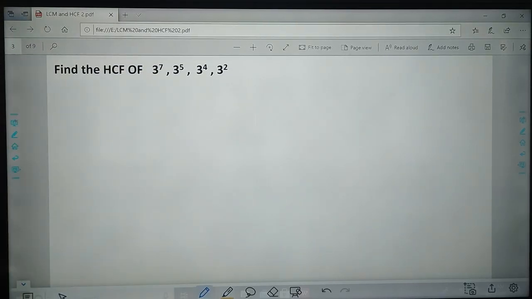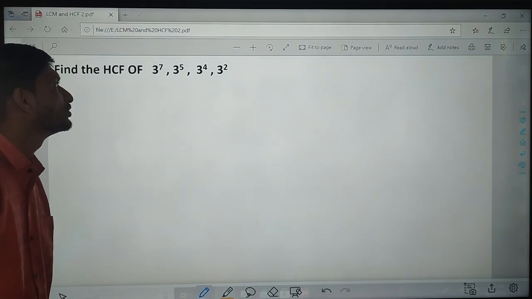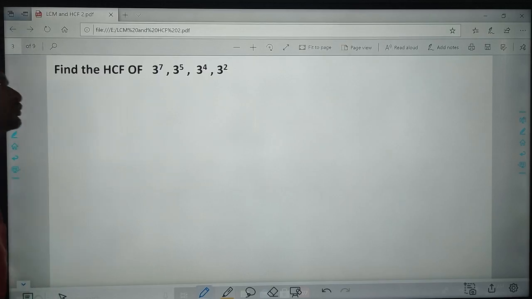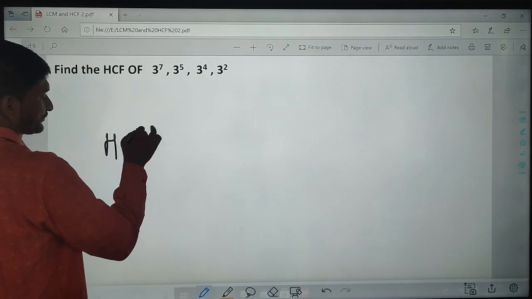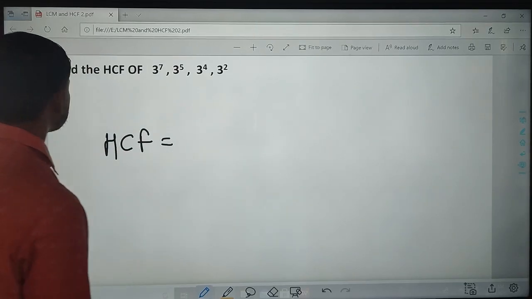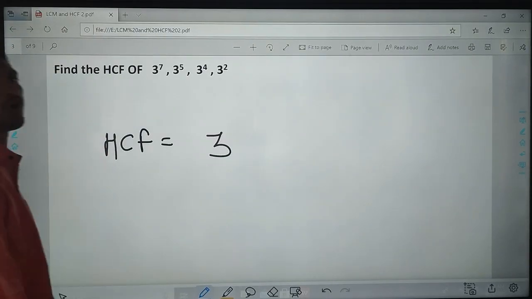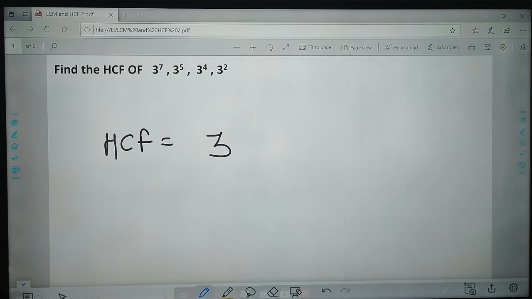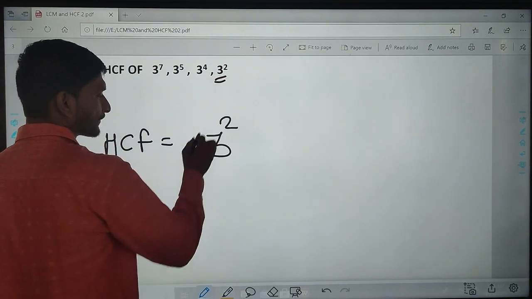Same here, we find the HCF of 3 raised to 7, 3 raised to 5, 3 raised to 4 and 3 raised to 2. Then HCF is equal to, your base is 3. The smallest degree of 3 is 2. Then your HCF is 3 raised to 2.